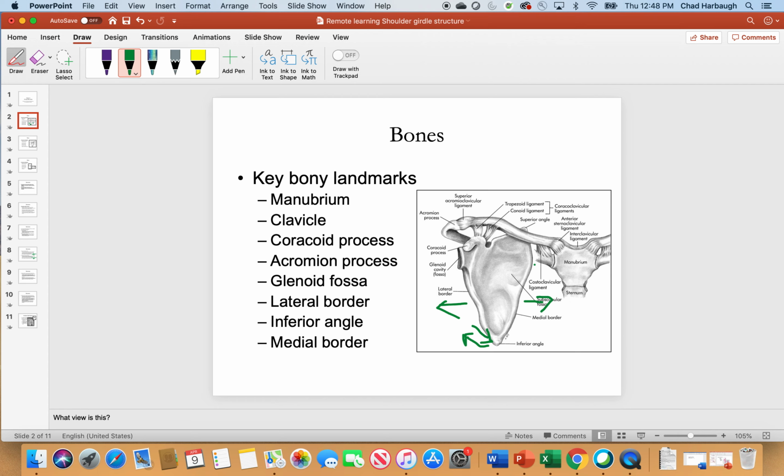And then finally, when we're looking at elevation and depression, or returning back to its original position, we usually look at elevation at about 55 degrees, and returning back to its normal position would be also 55 degrees of depression. So again, when we look at all these movements, we're going to see that they're all based off of two joints. The first one that we're going to look at is the sternoclavicular joint.